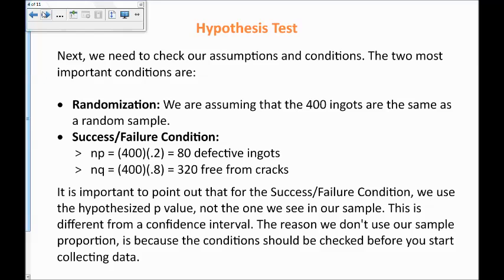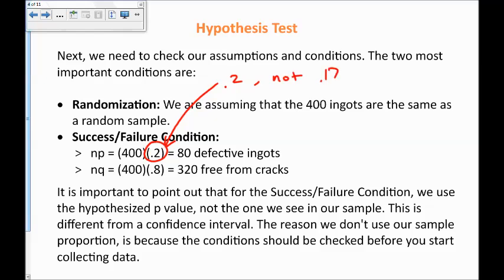You calculate n times p and n times q. So n, in this case, the sample size, is 400, and p, the hypothesized value, is 0.2. This value is 0.2, not 0.17.